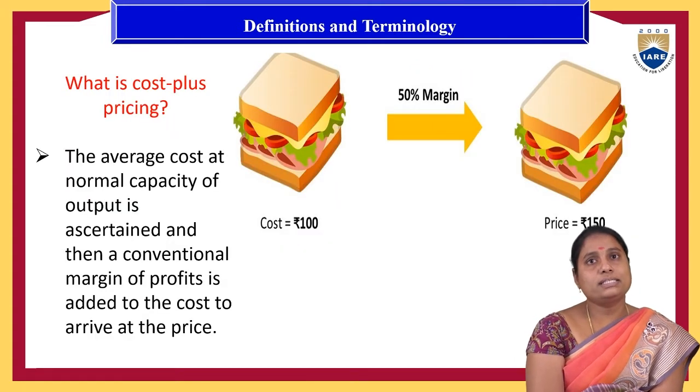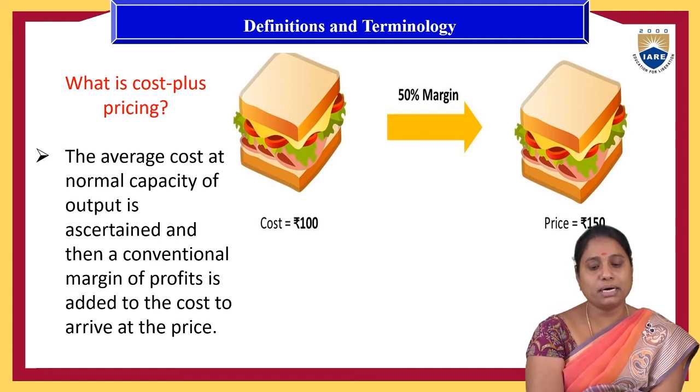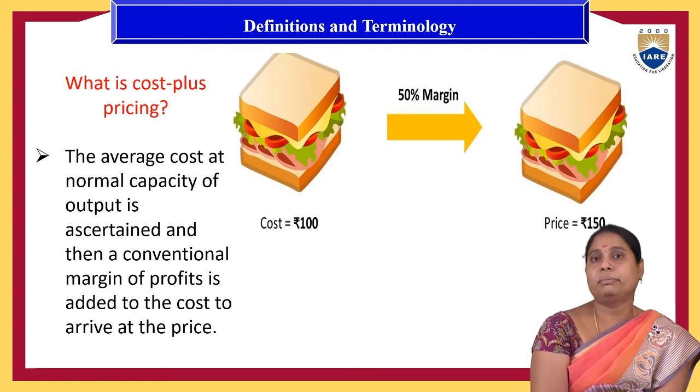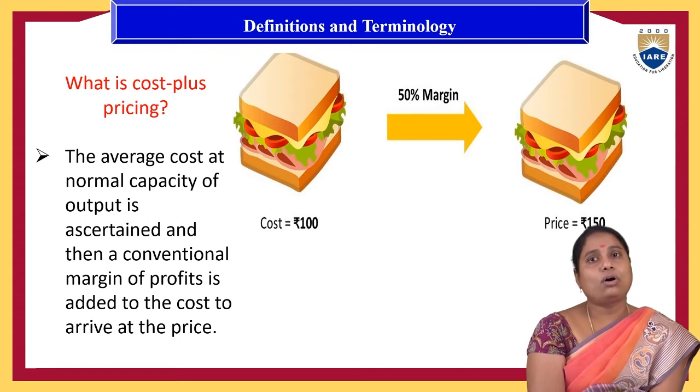Next thing is, what is cost plus pricing? The average cost at normal capacity of output is ascertained, and then the conventional margin of profit is added to the cost to arrive at the price. So let us say a product is produced for 100 rupees and they are expecting 50% profit on that, then 150 will be the price of that product. That is called cost plus margin expectation of that product. That is the cost plus pricing methodology.